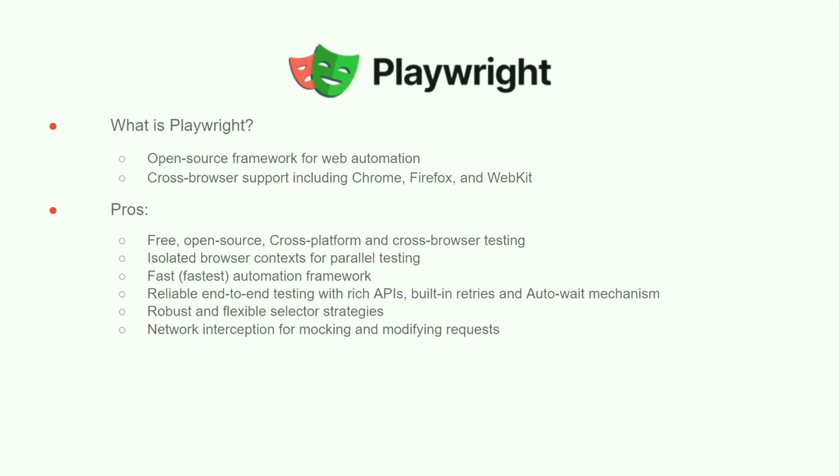Another big feature is the auto-wait mechanism, which is a game changer. It automatically waits for elements to be actionable before performing interactions, reducing the need for explicit waits in your code. This makes your test scripts cleaner and more reliable. It also supports isolated browser contexts, which allows for parallel testing, significantly speeding up your test execution.